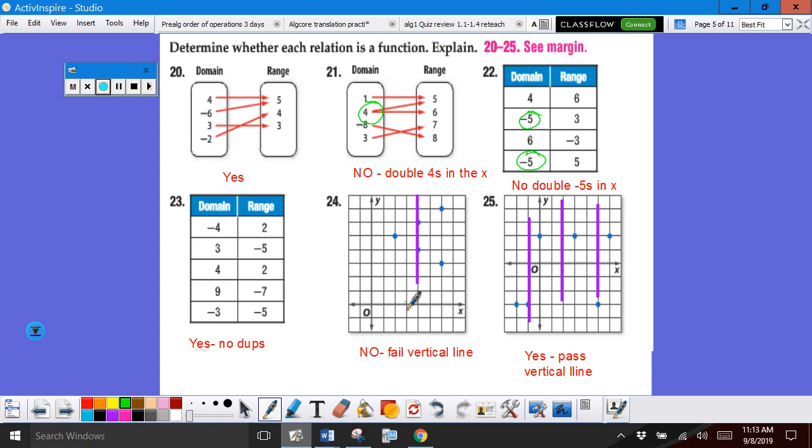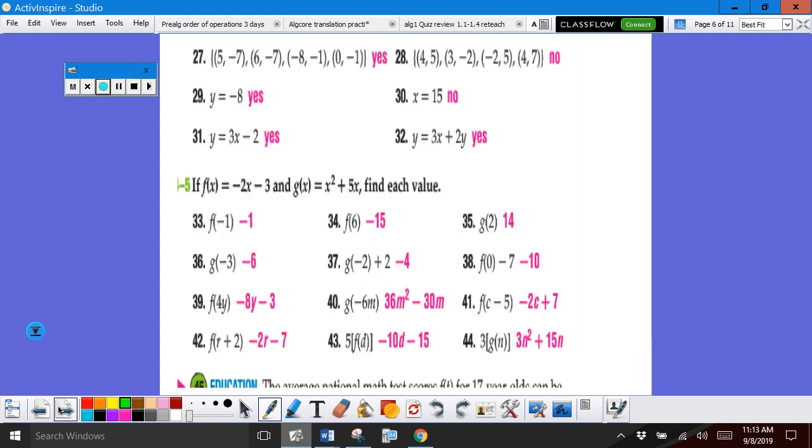24 is not a function. It fails the vertical line test right here. And then 25, it is. It doesn't have any duplications or any problems when I draw the vertical line test. Nothing is intersected. Okay, 27 is yes, 28 is no, 29 is yes, 30 is no, 31 is yes, and 32 is yes.